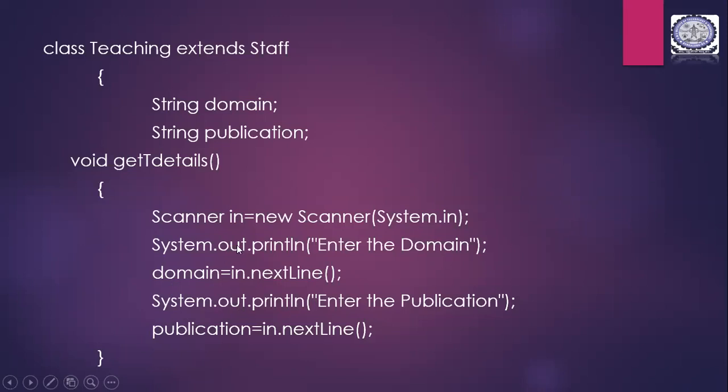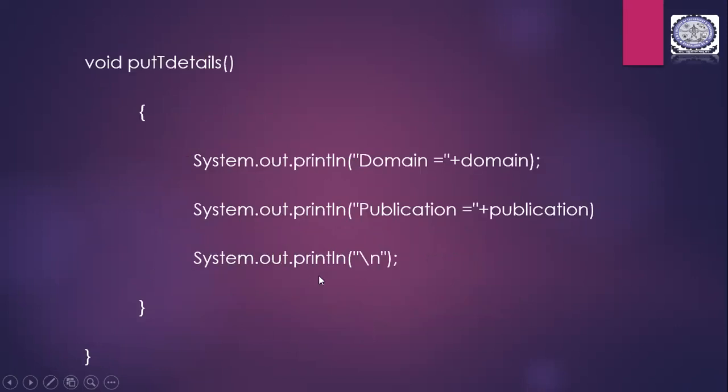Okay. So System.out.println, enter the domain of the staff. So domain is equal to next line. See here, since it is a string data type, we are using next line. So domain, you have to take the input from the user for the domain variable. System dot out, enter the publication, again the next line. Okay. So then you put the details. So for displaying the details again, you have domain is equal to plus domain and plus publication. Right.